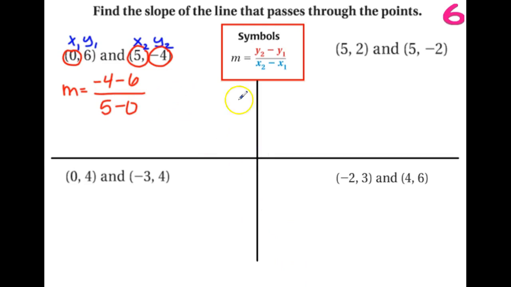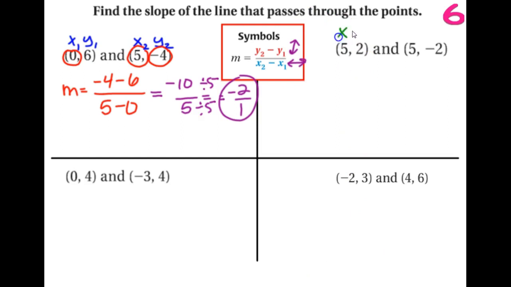You have to do it in this order. You can't do the x's first, always the y's on top, because that's our rise over our run. -4 minus 6, they're all negatives. That would give us a -10. 5 minus nothing is still 5. So if I simplify that by dividing by 5, we get -2 over 1, or just -2 is fine.